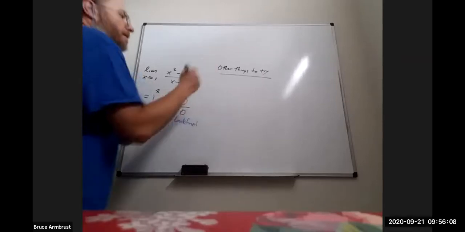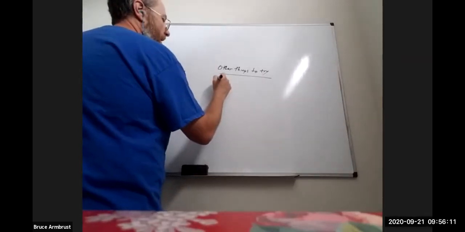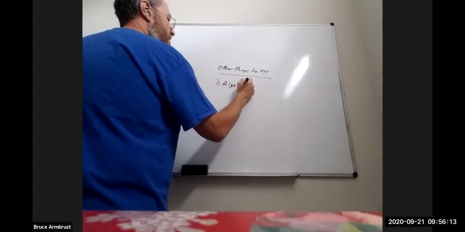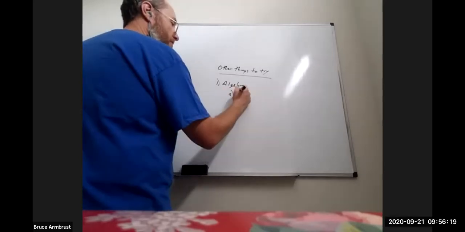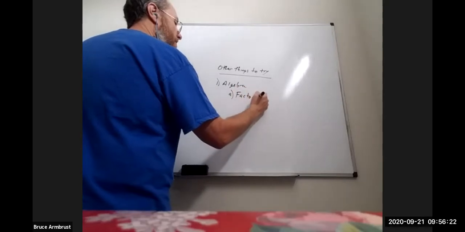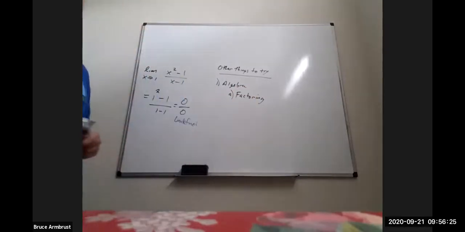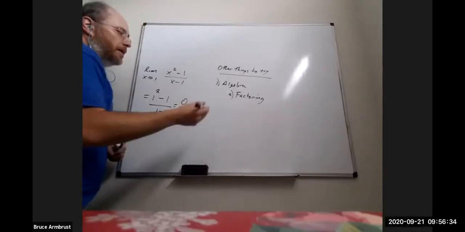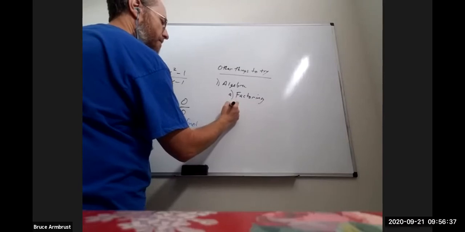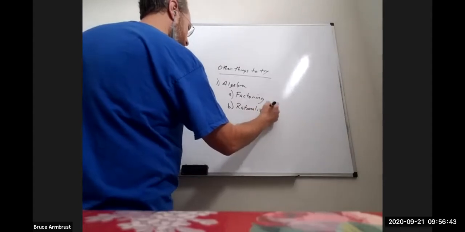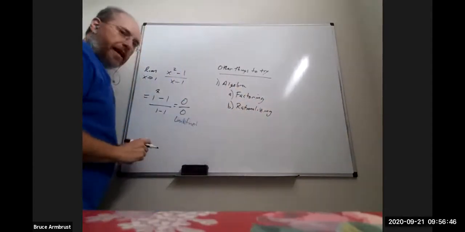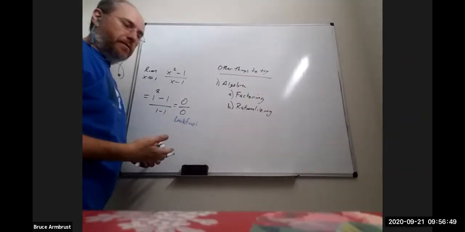Okay, so other things that you can try. I'm going to give you some algebra things. So the first thing under algebra that you can use that sometimes helps is factoring, because sometimes you can factor and the factor can simplify. Another thing that you can try is rationalizing. Rationalizing, that means eliminate the square roots.